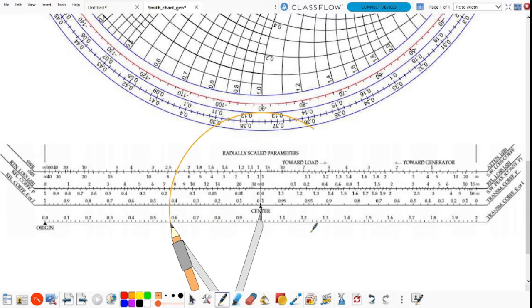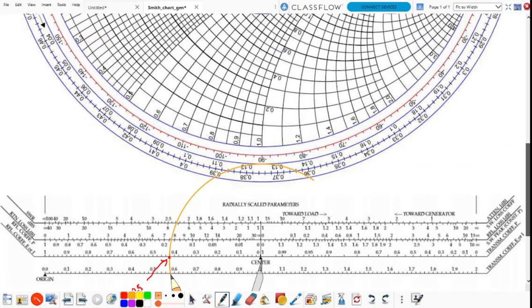So what is this value? Approximately the magnitude of the reflection coefficient, this value, and this is 0.4 and this is 0.5, and 0.45, 0.25. Approximately the magnitude of the reflection coefficient value is 0.425, and this is the magnitude of the reflection coefficient.